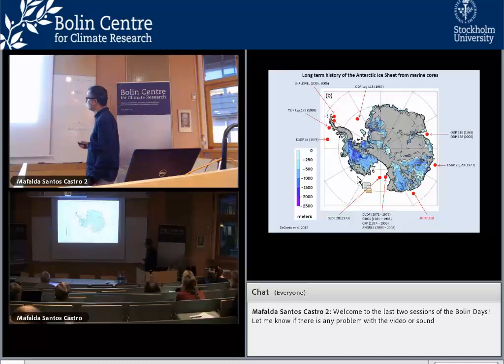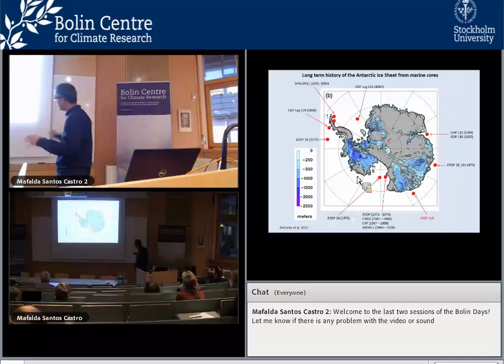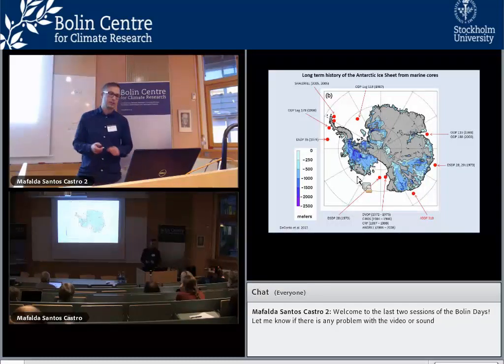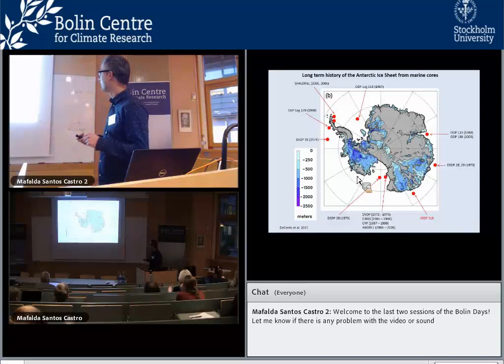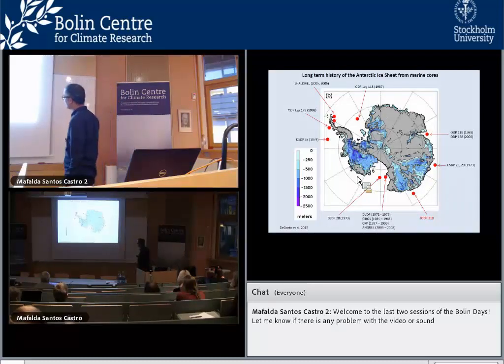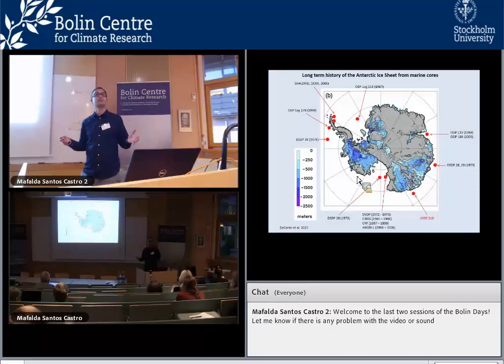Less is known about the East Antarctic ice sheet, but now we do know that there are these large basins here where also a large proportion of the ice sheet is grounded below sea level, and these could also be vulnerable to collapse. And I'm going to talk about this basin here, the Wilkes subglacial basin. You've got about 3 to 4 meters of global sea level rise in here, so it's quite significant.